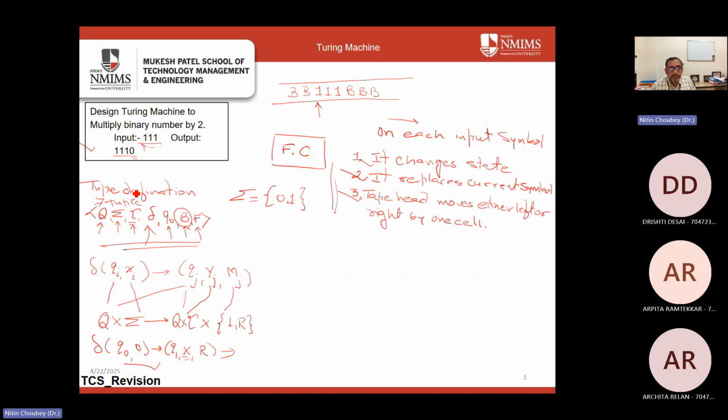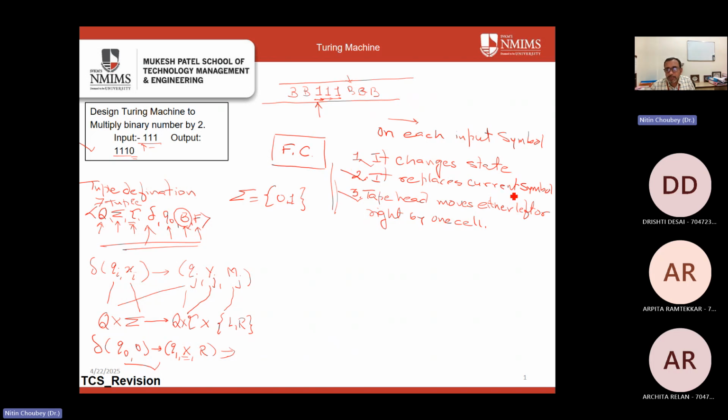What we need to do is suffix a 0 after this input. So basically, this blank is to be replaced with 0. That's all. This is nothing but the binary equivalent of a number multiplied by 2. So what exactly are we doing here? At the beginning, we are at the leftmost cell, and we will scan this input one after another: 1, 1, 1. All these inputs will be scanned.